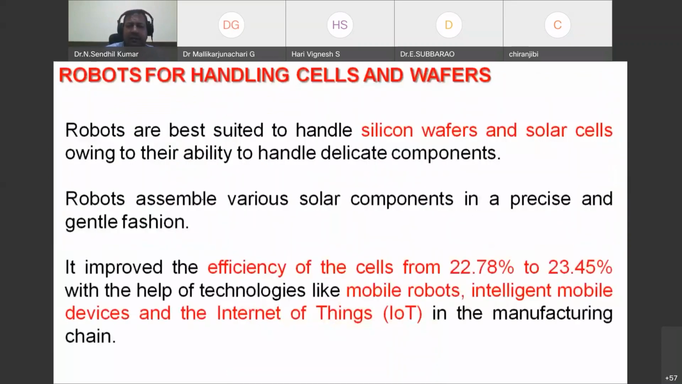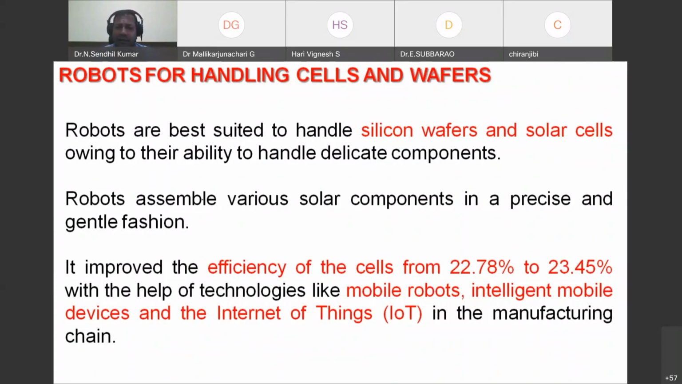The efficiency has been improved, almost 1 to 2% improved in the cells actually. You see the cell efficiency: the typical practical efficiency is some 18 to 20%, but at laboratory scale it is 23 or 24%. But if you use robotics in the cell fabrication side and assembling side, the efficiency of the cells will increase from the recorded 22.78% to 23.45%.